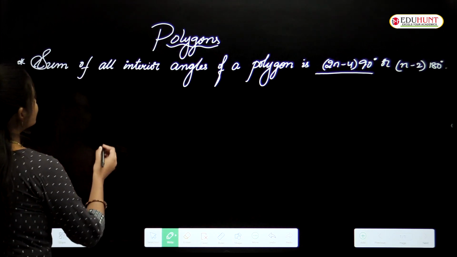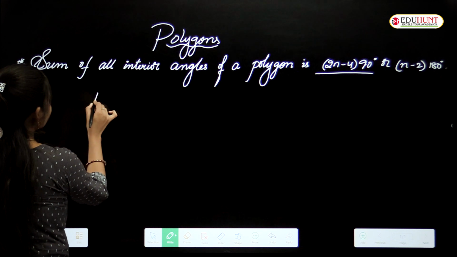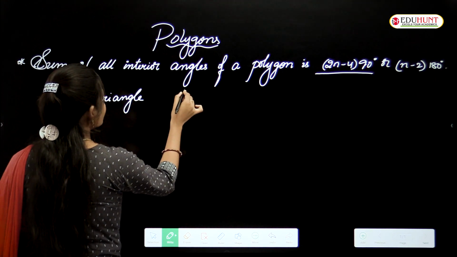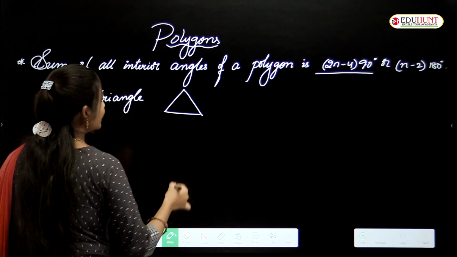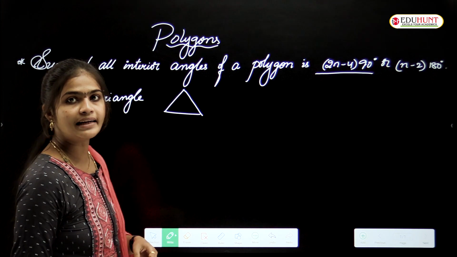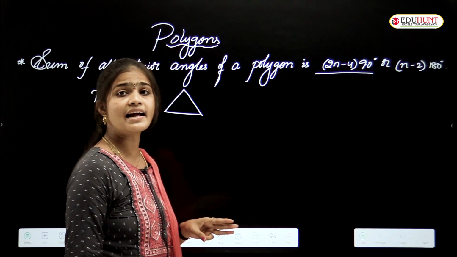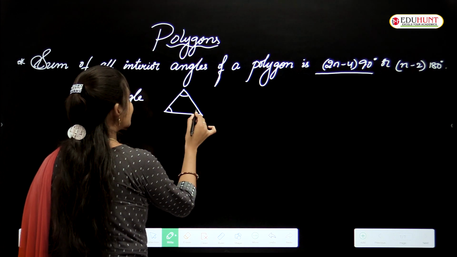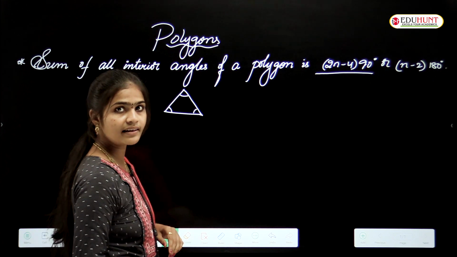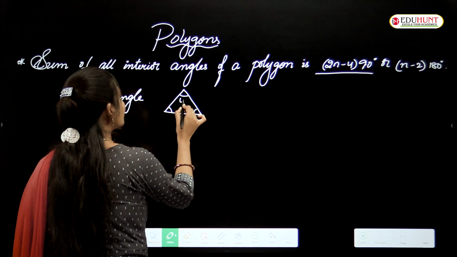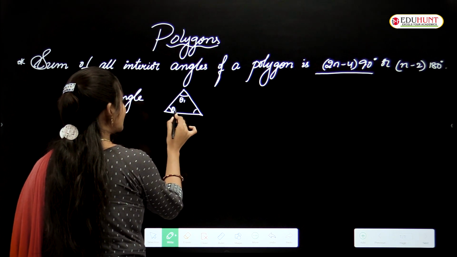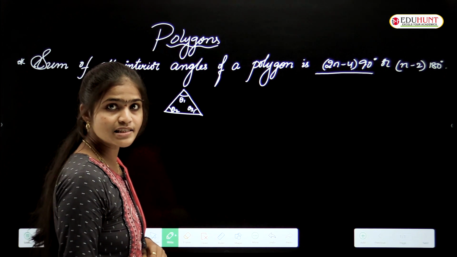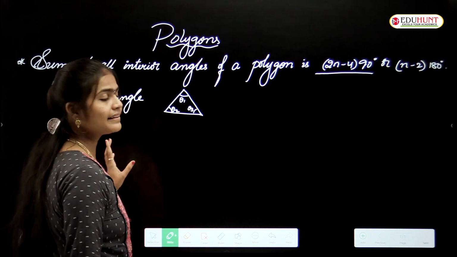So I am going to take the first figure as a triangle. In this figure, how many angles do we have? We know that in a triangle we have 3 sides and 3 angles, and 3 vertices also. So 3 angles are there. Here I am going to take those angles as theta 1, theta 2 and theta 3.